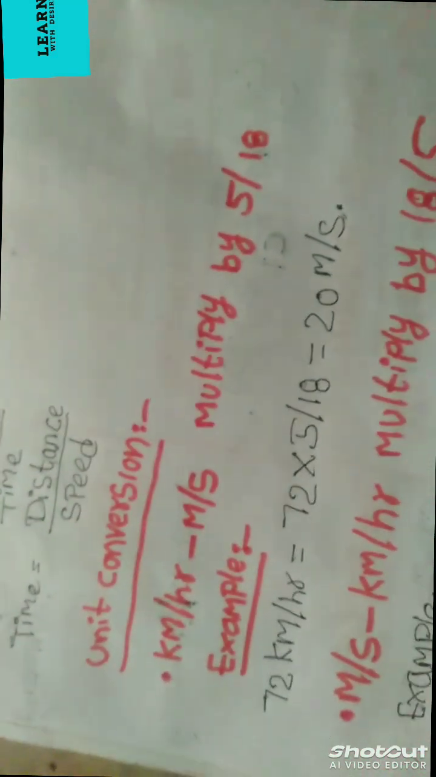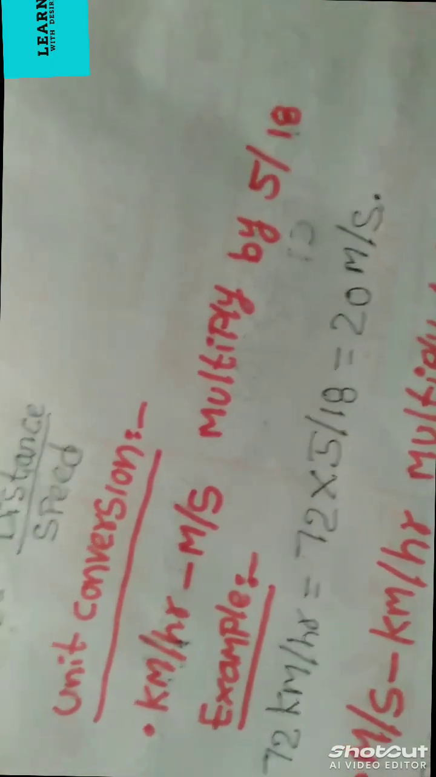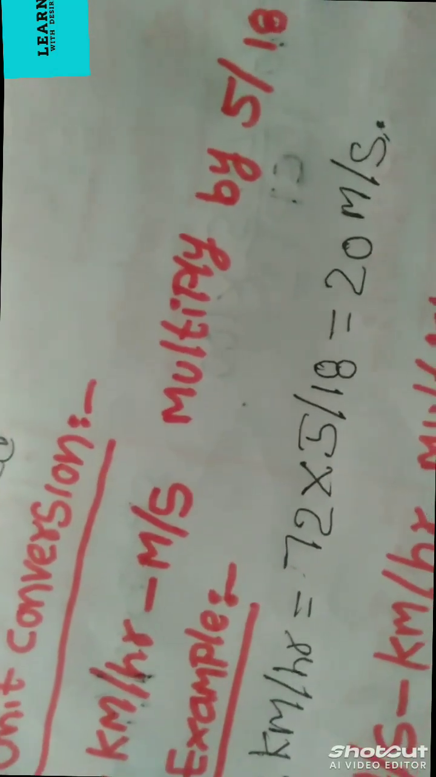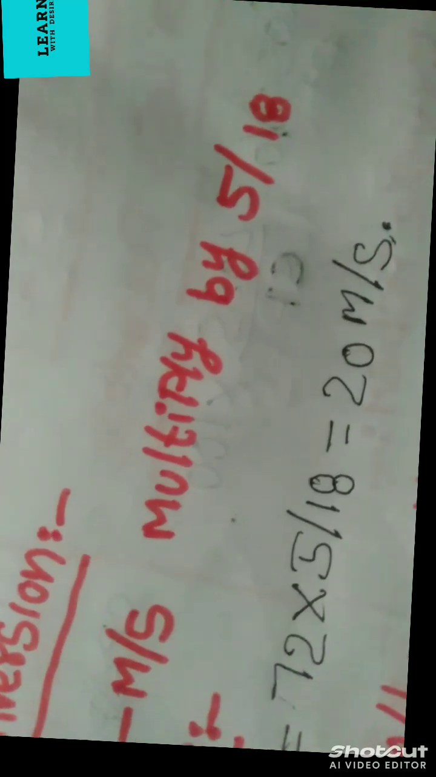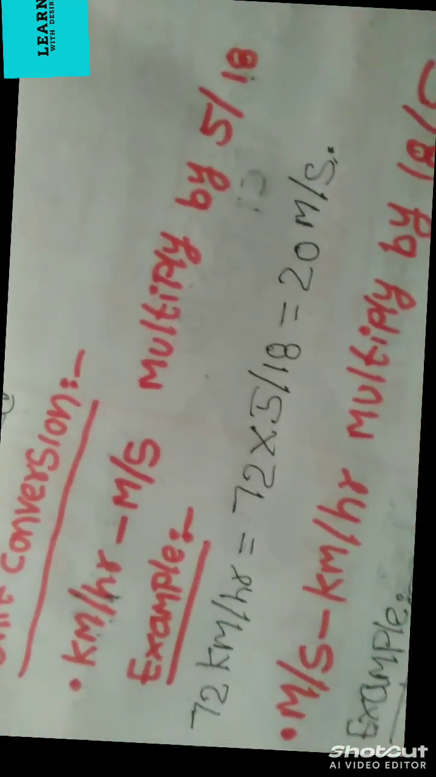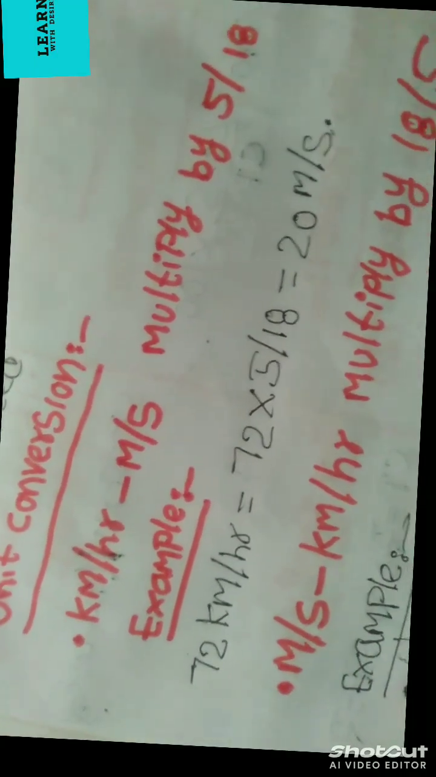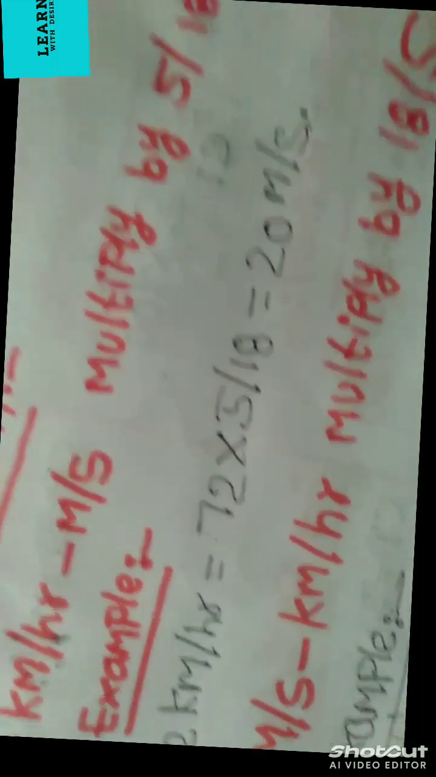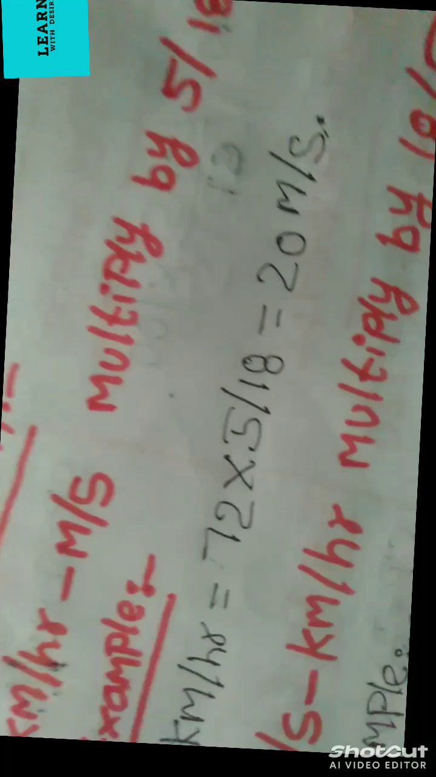And now let us see the unit conversions. If you want to convert kilometers per hour speed to meters per second speed, then multiply the given value by 5 by 18. Here you see the example. The value given is 72. If we multiply 72 into 5 by 18, then you get the meters per second value.